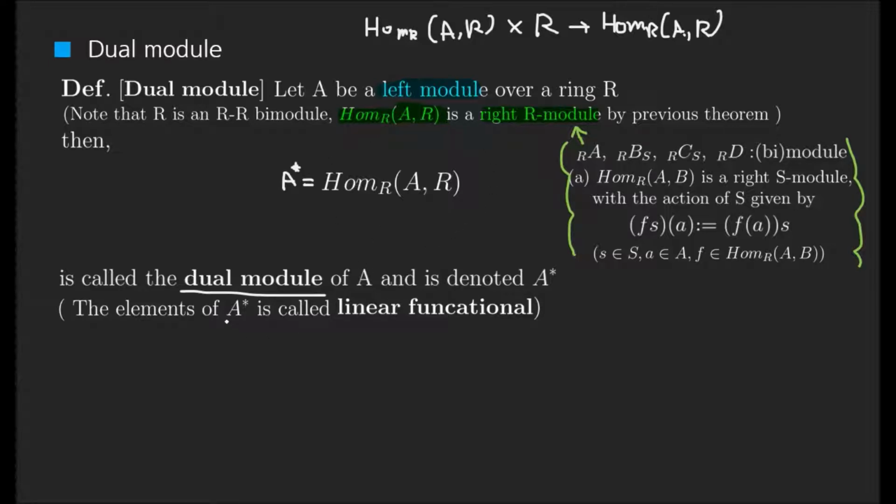And each element of A star is called a linear functional. As we said, this is a functional. But this function we can understand as f of a. In the set notation, A star is Hom_R(A, R), which means the collection of the R module homomorphisms, in this case, left R module.